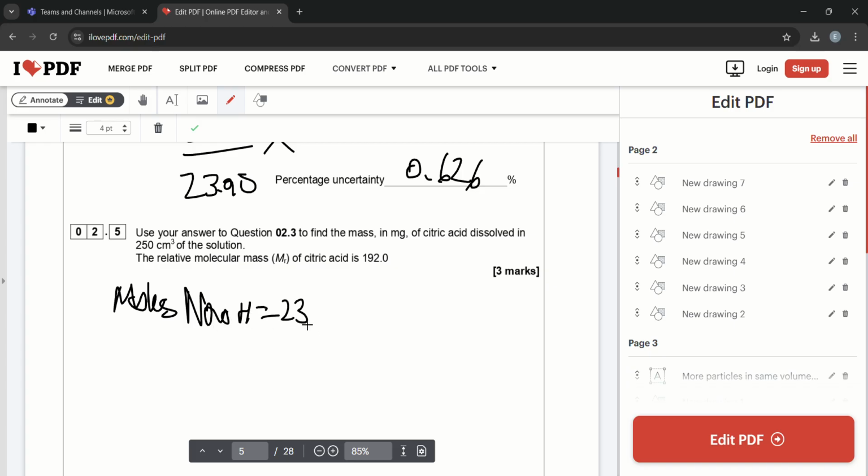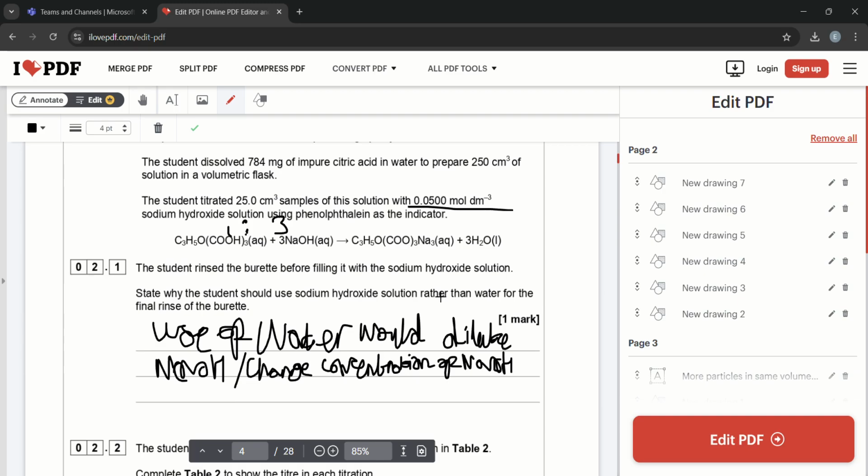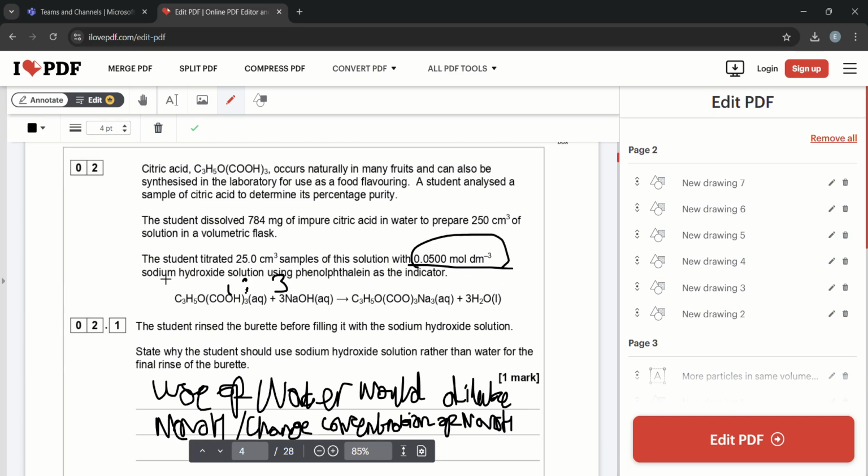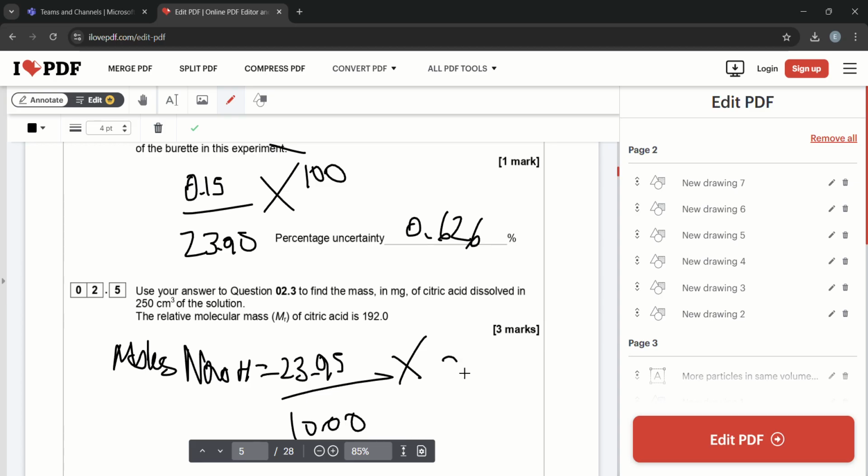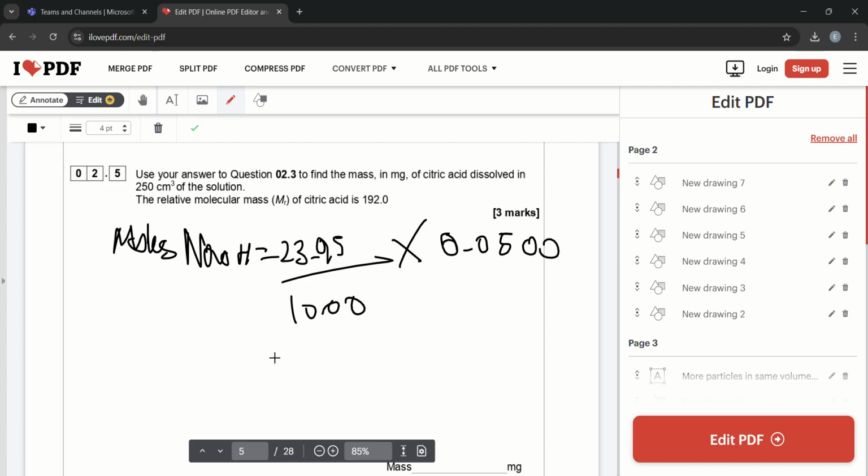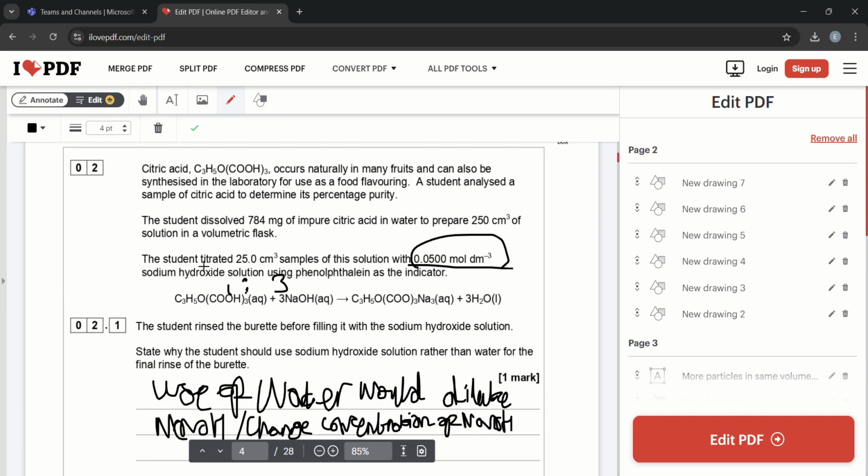Well, it's going to be 23.95 using the answer to question 2.3 divided by 1000 times by, what was it, 0.0500 moles per dm cubed sodium hydroxide solution, 0.0500. That will give me a moles of 1.1975 times 10 to the power of minus 3. However, now we need to read the question properly. It wants the mass of citric acid dissolved in this much of the solution. What we found out is the moles of 25 centimeters cubed sample of the solution.